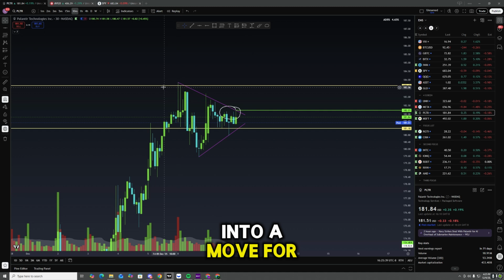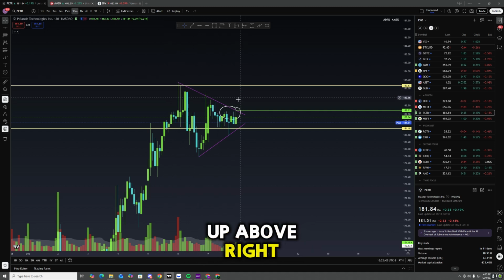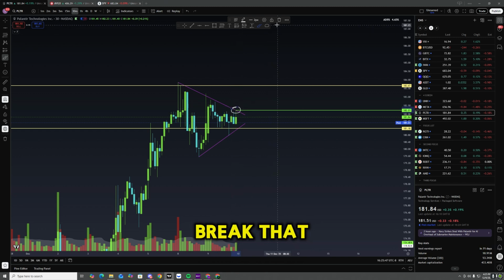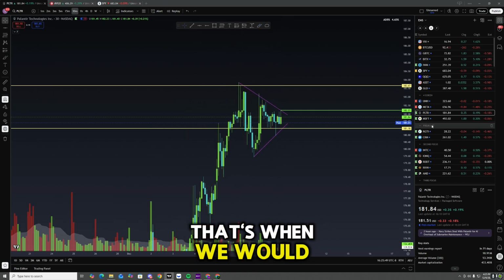into a move into this zone right up above, right? So we would enter as soon as we break this level, okay? As soon as we break that level with high volume, that's when we'd enter.